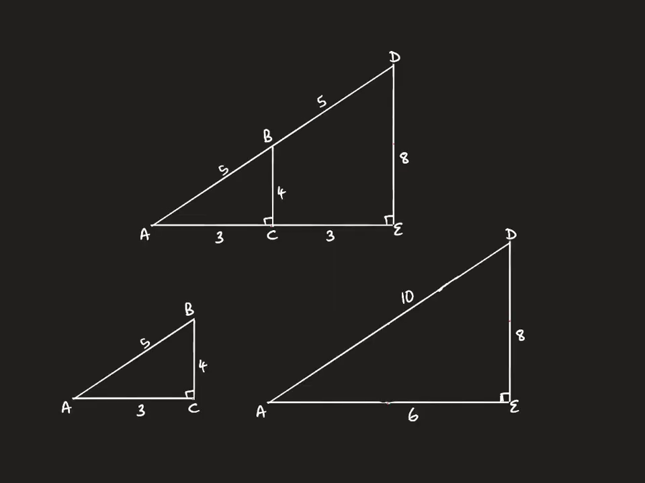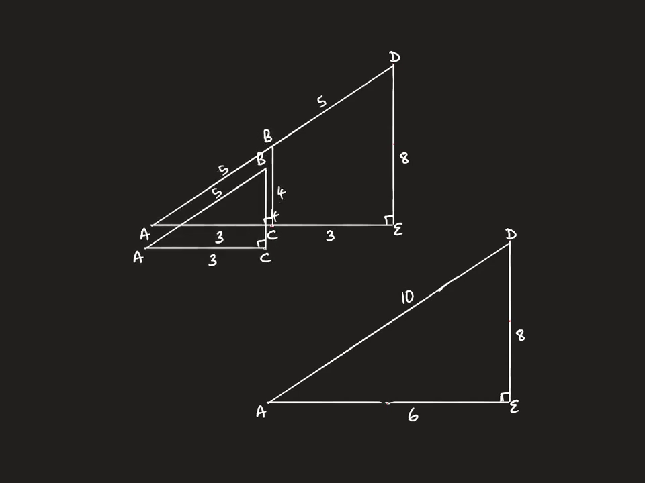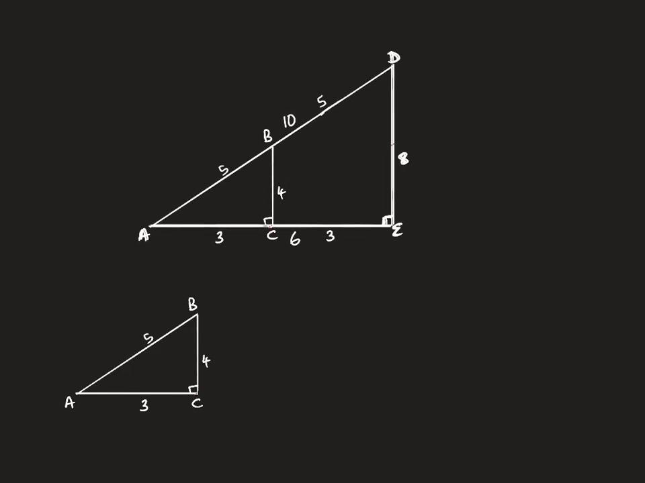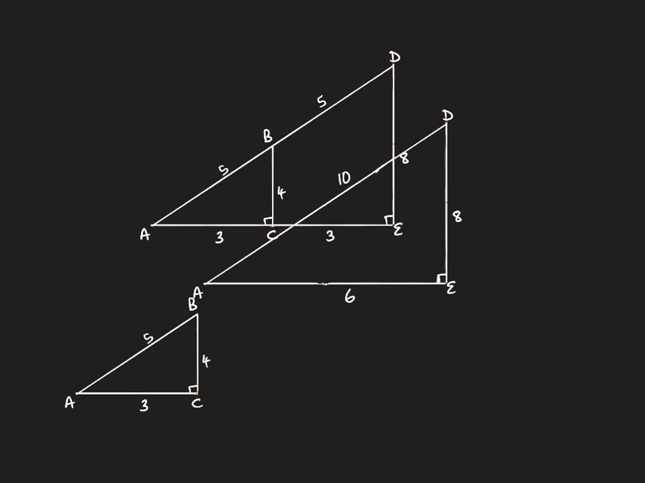Let's look at similarity. When two triangles are similar to each other, that means the corresponding angles in the triangles are exactly the same, but the lengths are multiplied by a scale factor. As you can see there, that little triangle ABC fits into the big one, ADE.